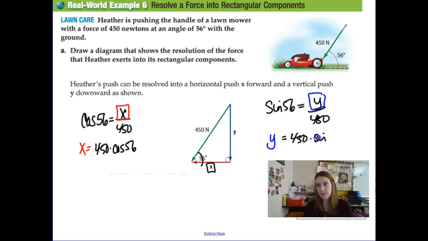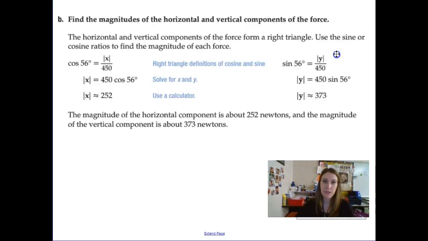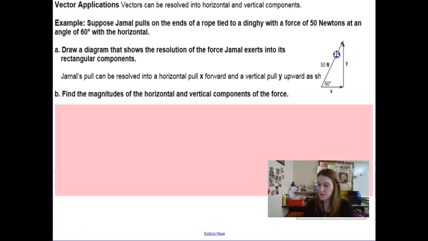If you have the angle that your vector is making with the positive horizontal axis, which would be the ground in this case, if you can figure out that angle, you can always use the formula. The horizontal component, which is x, is always going to be your magnitude, or your r as they call it, times the cosine of the angle with the positive x-axis.